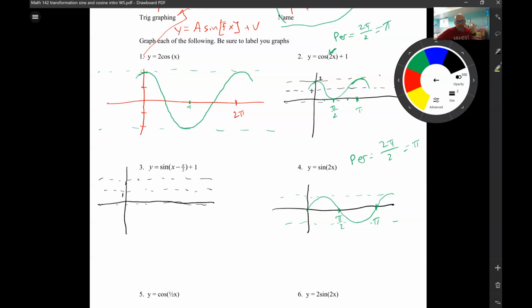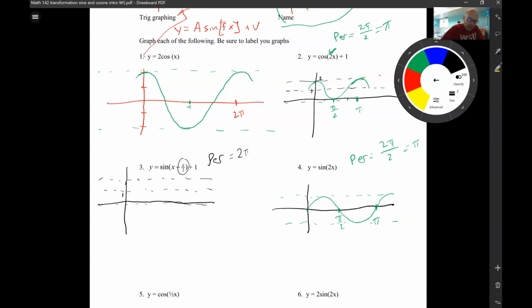So the amplitude is the same. The period is normal. The period is going to be 2 pi, because I'm not multiplying anything on the inside here. So the only thing that's different is this little negative pi over 2. Now if you remember in pre-cal 1 days, adding or subtracting on the inside shifts to the right and left. And remember, there's an opposite effect. So when I subtract, it shifts to the right. When I add, it shifts to the left. So this is going to shift my graph to the right pi over 2.